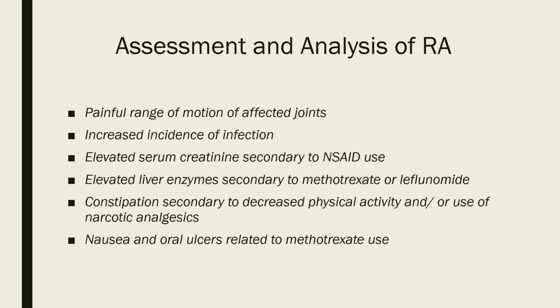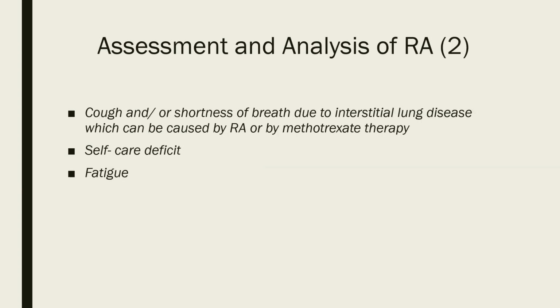painful range of motion of the affected joint, increased incidence of infection, and elevated serum creatinine secondary to NSAID use, elevated liver enzymes secondary to methotrexate, constipation that is secondary to decreased physical activity and or the use of narcotics, nausea and oral ulcers that will be related to methotrexate use, a cough and or shortness of breath due to interstitial lung disease, which can be caused either by RA or methotrexate therapy, a self-care deficit, and fatigue.